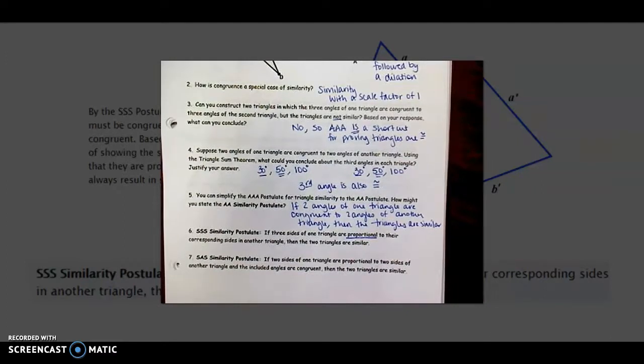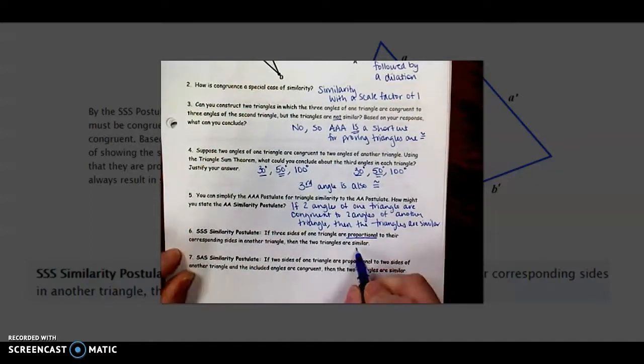If three sides of one triangle are proportional to the corresponding sides of another triangle, then the two triangles are similar. So we're proving the triangles are similar, not congruent here.